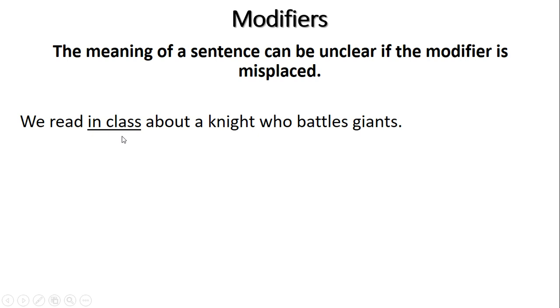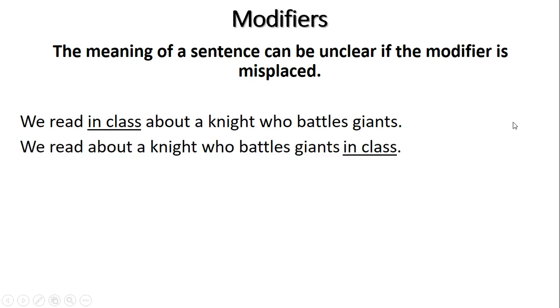So in this sentence here, the prepositional phrase in class is being used as an adverb phrase because it's modifying the word read. Now, what would happen if I were to move this in class later on in the sentence? I want you to see how the sentence now changes. We read about a knight who battles giants in class. In the first sentence, you can tell that we are reading something in class about this particular battle. Now the sentence has a different meaning.